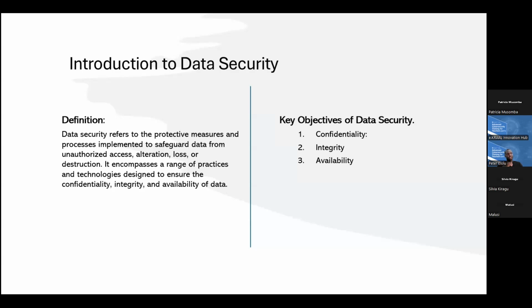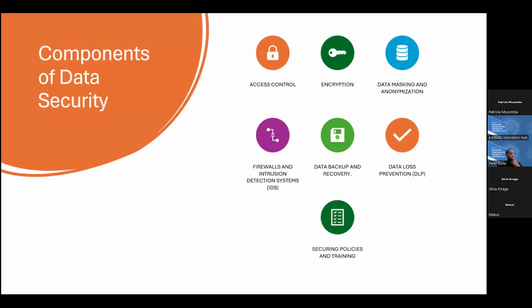When we look at availability, we're basically looking at, is my data available when I need it? With data security, you need to ensure that once someone is requesting a specific resource, they should be able to access it within the specific required time that they need. So when we're looking at the components of data security, there are multiple components. In this case, we're discussing the core 7.